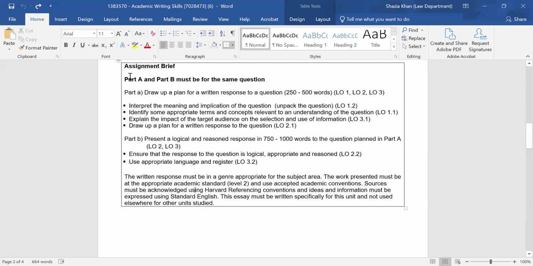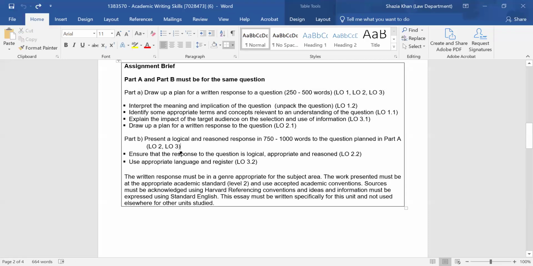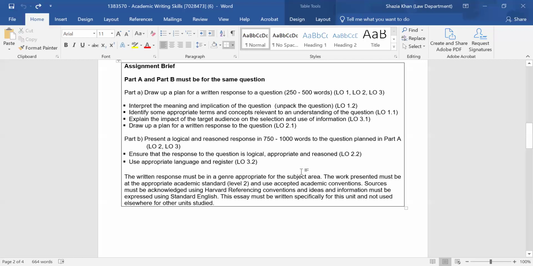So for the first one, part A, you're doing 250 to 500 words. So it's not a huge amount of words, okay? And each one you're looking at separately. For the second one, you're doing 750 words to 1,000 words, okay? And you're looking at the responses, how you need to look at learning outcome 2, learning outcome 3.2, the appropriate language you use, why is it so important, things like that. You need to come up with a question yourself as well, okay?